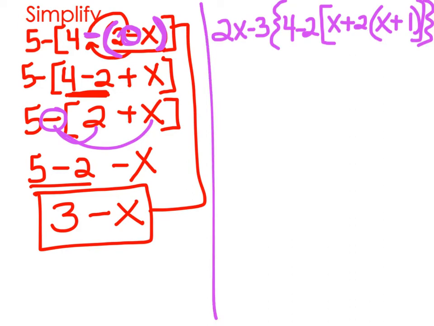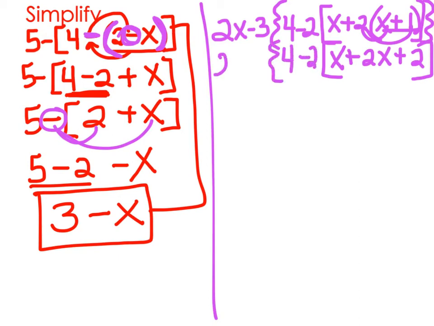Right, let's look at the purple one now. We've got 2x minus 3, and then a brace, and then 4 minus 2, and then a bracket, and then x plus 2, and then a parenthesis, and then x plus 1, and then they're all closed. So we're going to start from the smallest set, the most inside set, and work our way out. We've got x plus 1, can't do anything with it, but we can distribute this 2 to both of these. So I'm going to put x plus, and then I've got 2x plus, and 2 times 1 is 2. That still goes in the bracket. And then we can copy the rest of this, because I haven't got to that part yet.